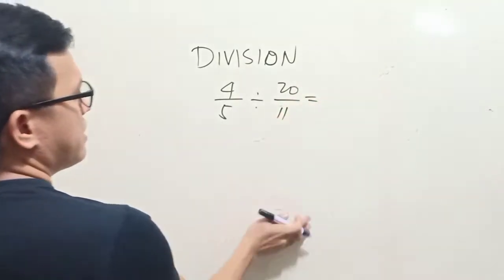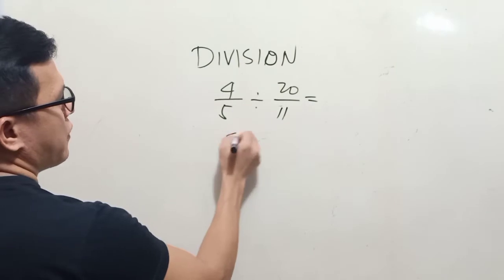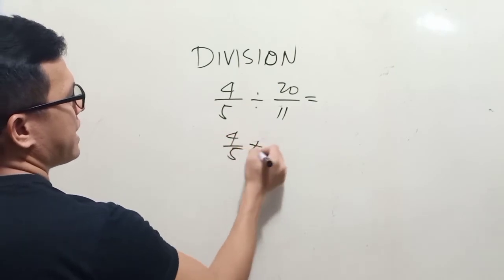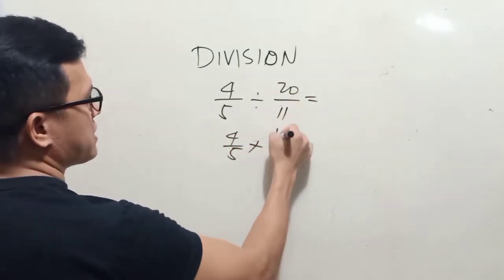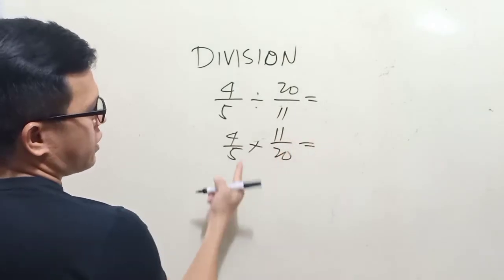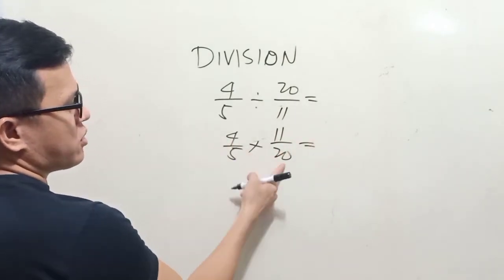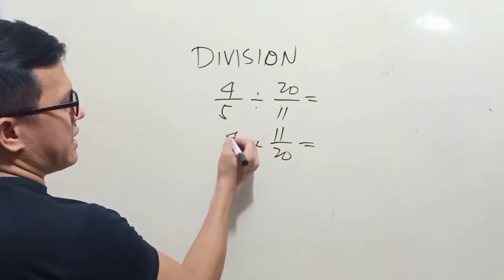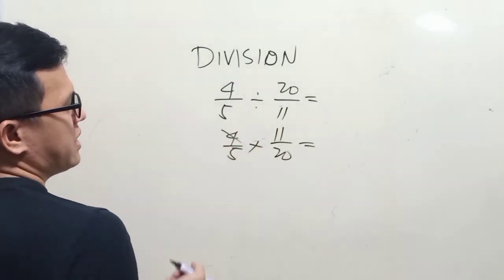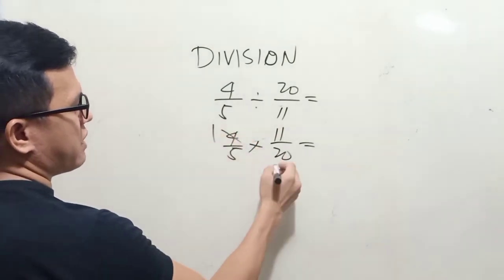Okay, so this one. So we have 4/5, okay? And then multiplication, then take the reciprocal of this one. So we have 11 over 20. There you go. And here we can still, numerator, denominator, divide this by 4, which is common, okay? So 4 divided by 4 is 1, 20 divided by 4 is 5.